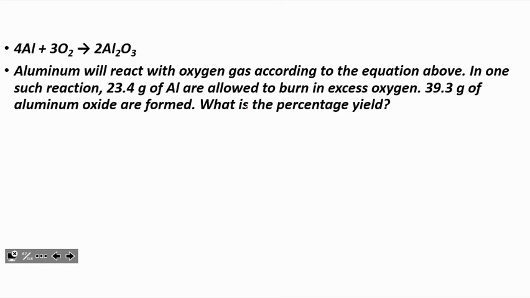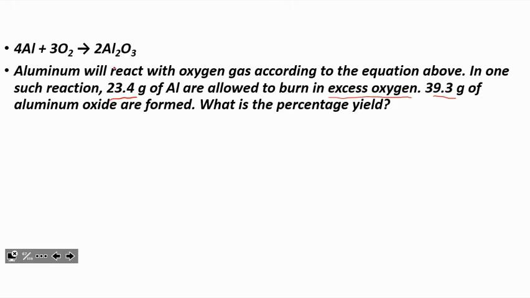So we're going to do a percent yield problem here. We know that we're starting with 23.4 grams of aluminum. We have excess oxygen, so they've already taken care of trying to figure out our limiting reactant. That's already been done. That's going to be our aluminum. And they're telling us how much is formed. This is how much is actually formed experimentally. We want to figure out in theory how much we should have formed. So we're going to take our equation up here.